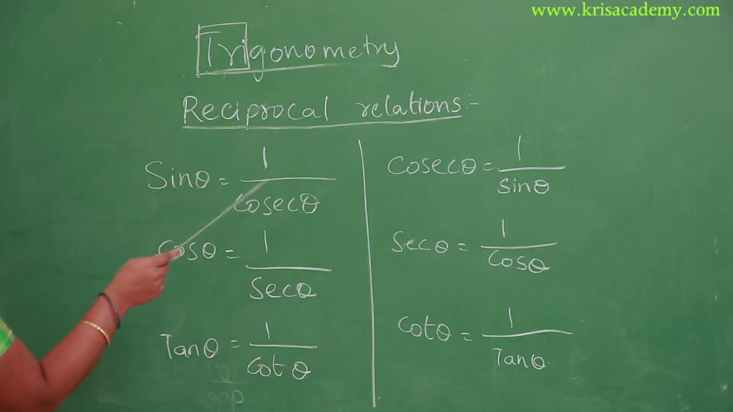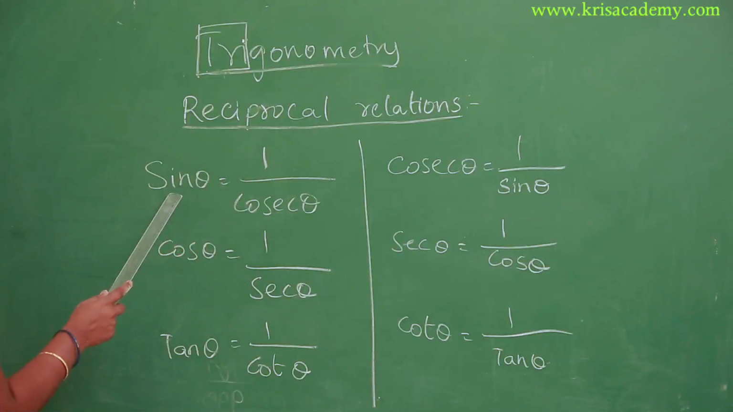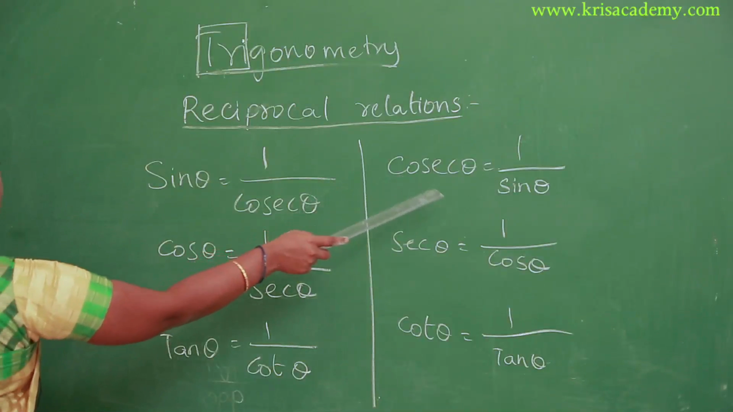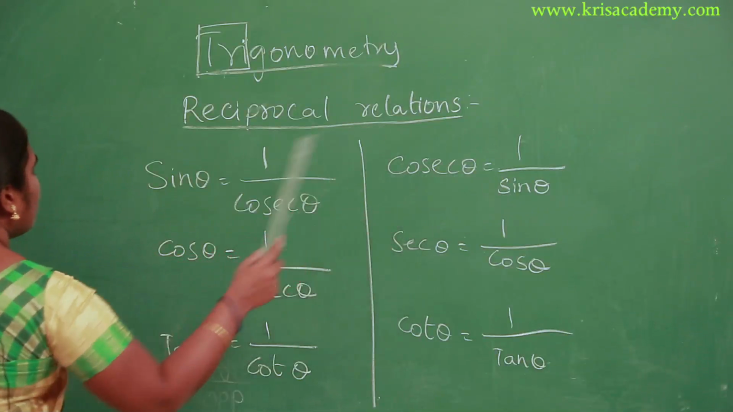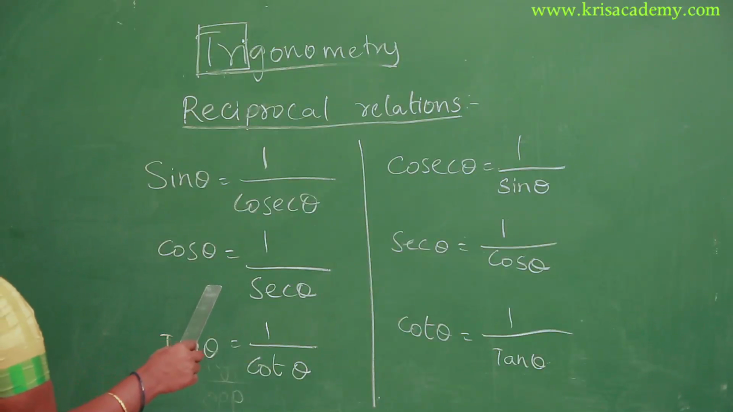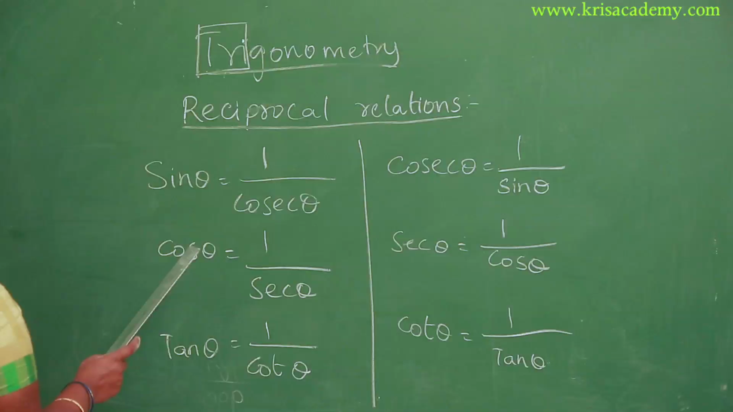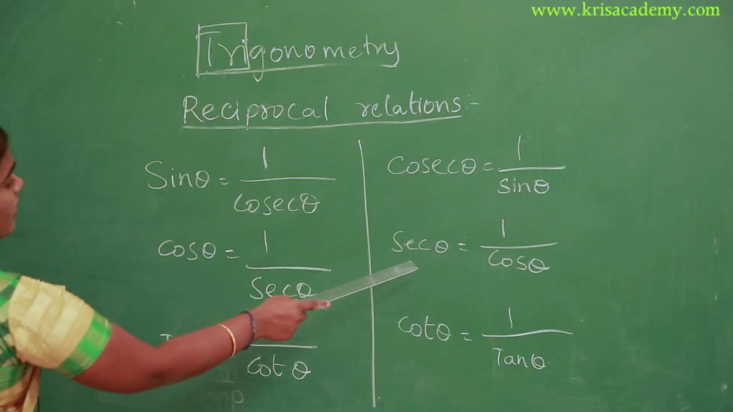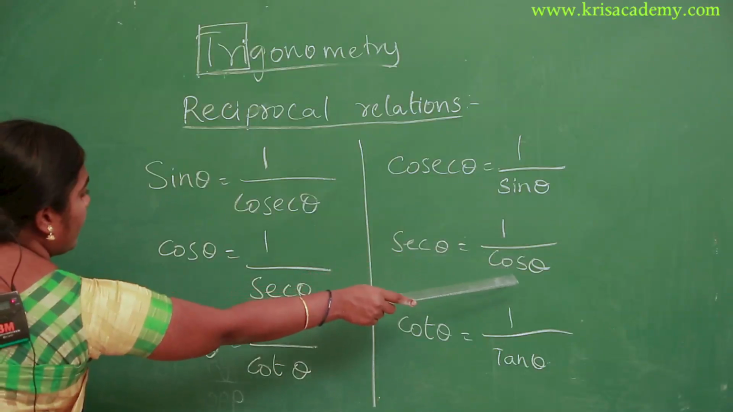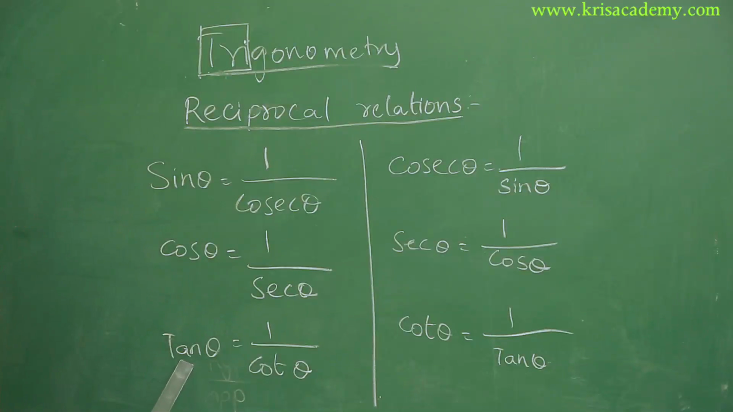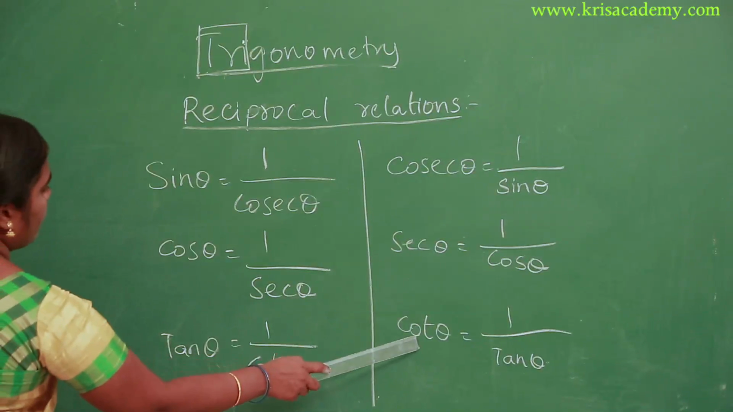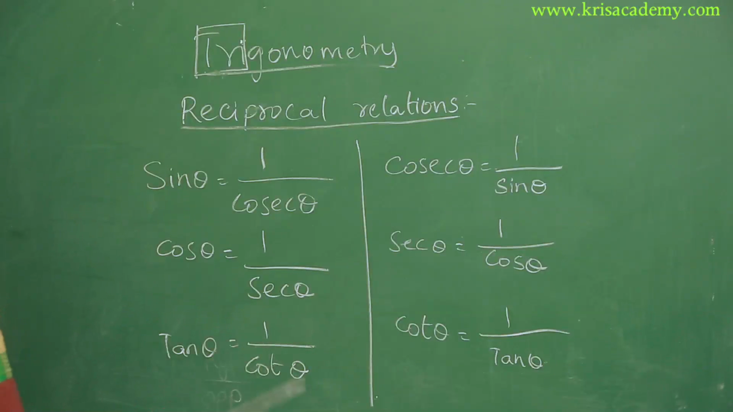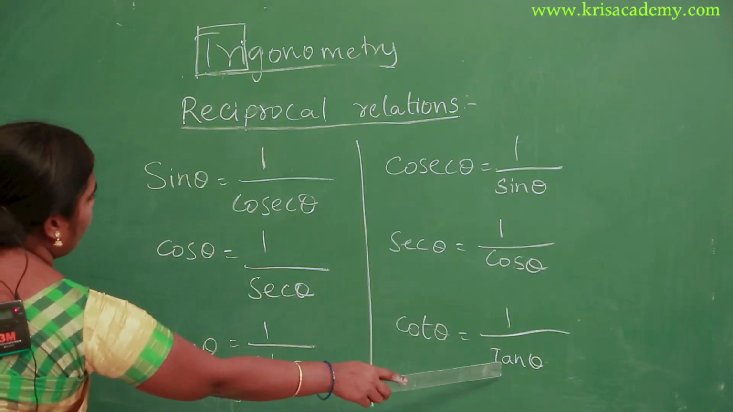Reciprocal means we should write 1 by cosecant. Sin theta is equal to 1 by cosecant theta. Cosecant theta is equal to 1 by sin theta. Second, cos theta is 1 by secant theta, and secant theta is 1 by cos theta. Tan is reciprocal to cot and cot is reciprocal to tan. So tan we will write as 1 by cot theta, and cot theta as 1 by tan theta.